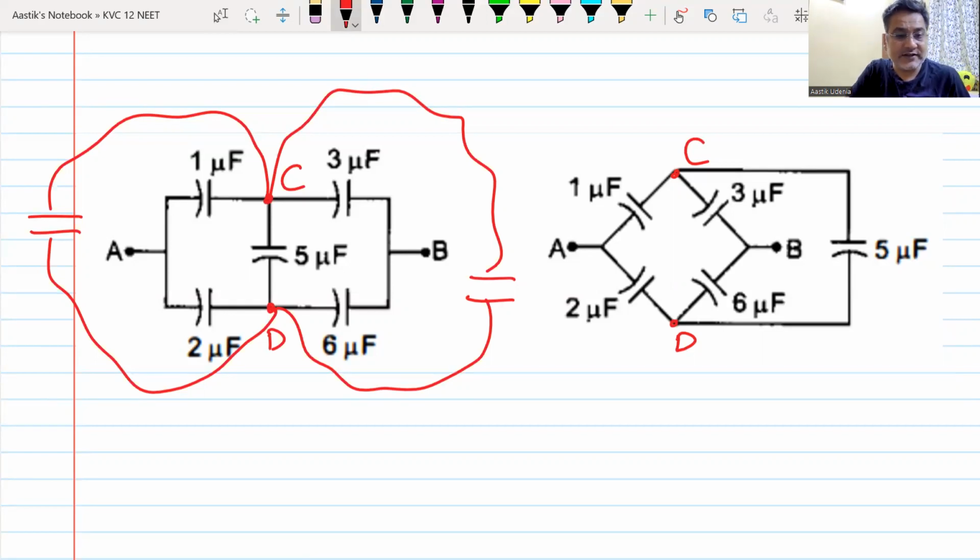Do we understand this? Yes or no? Yes, sir. No matter how I connect between C and D, the question remains same. So this question is exactly similar to the previous question, and therefore the answer is same.